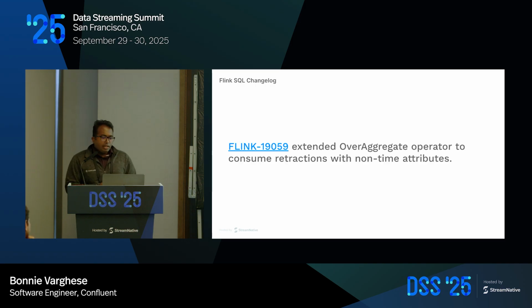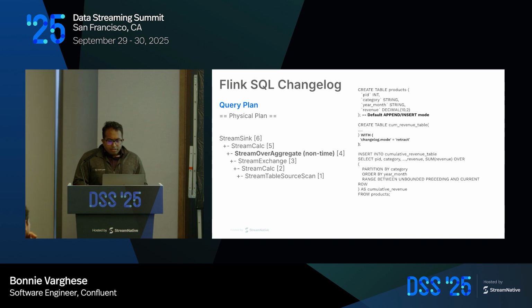Flink 19059 extended over aggregate operator to support retractions with non-time attributes, specifically with non-time attributes. Here you can see you have a table in insert mode. You create the cumulative revenue table in retract mode, and you have this similar query for over aggregate. But in this case, you can see that the range is unbounded. That is, you want to look for everything and adjust the computation as new values arrive. If you look at the plan, the stream over aggregate remains the same, but it is now a non-time attribute over aggregate operator.